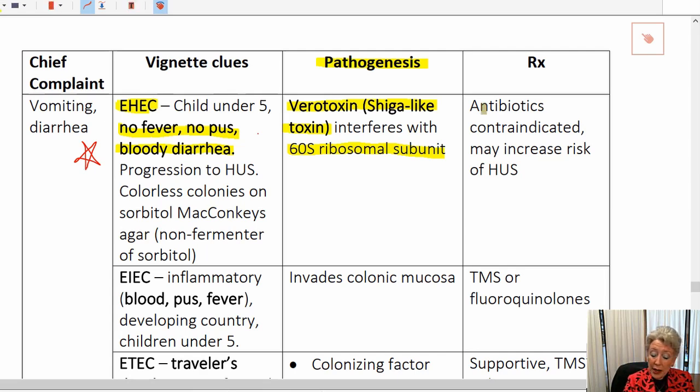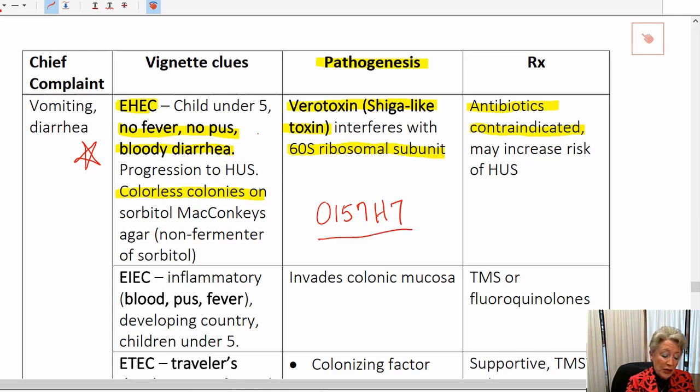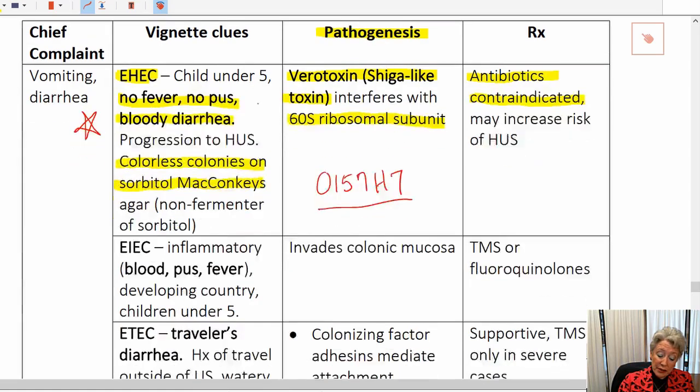And because that's such an unusual outlier, that's a really important distinction for you to make mentally. Notice also, antibiotics are contraindicated as they may increase the risk of development of hemolytic uremic syndrome. This is also the only one, the serotype that we have in the United States that is most common is O157:H7, and that organism makes colorless colonies on sorbitol MacConkey's agar. So it doesn't ferment sorbitol. Make sure you realize that's an important diagnostic criterion.